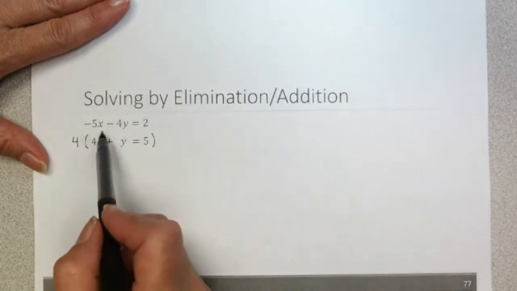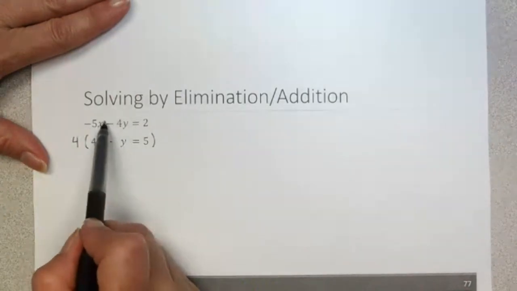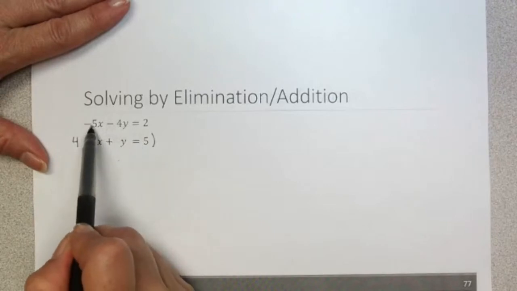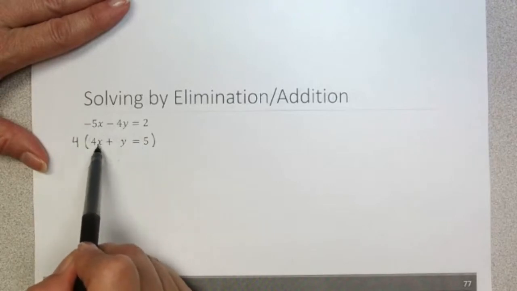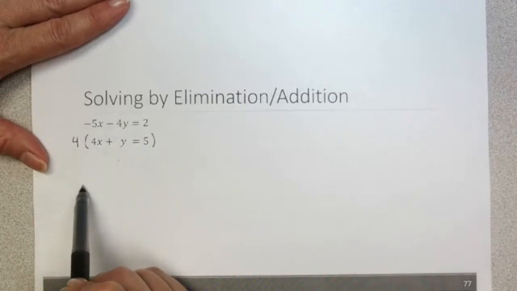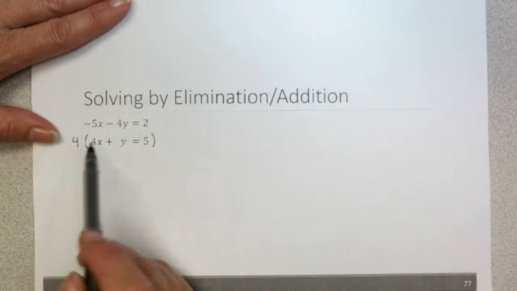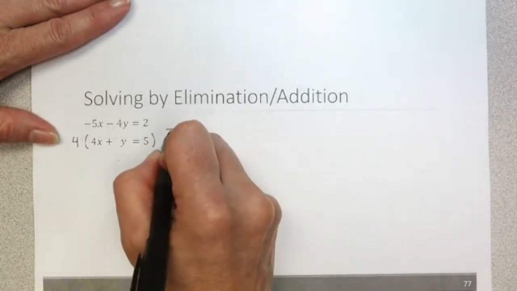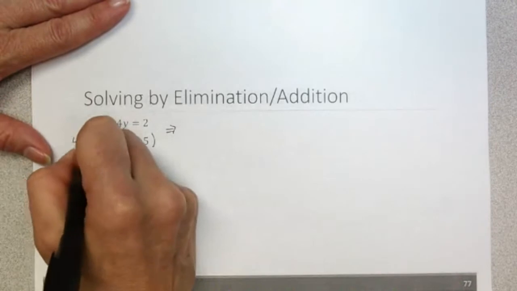But I could have also said, well, maybe I'll multiply the top equation by 4 and the bottom equation by 5. Then I would have had negative 20x and positive 20x, and the x's would add out. But that involved a little bit more work. I'm going to go the easy way. I'm going to do it this way. So let me rewrite that.